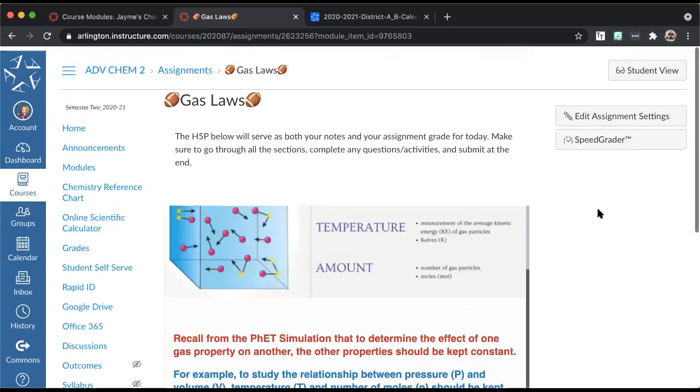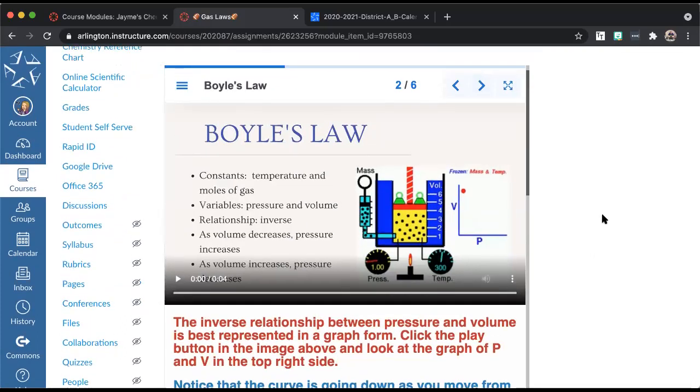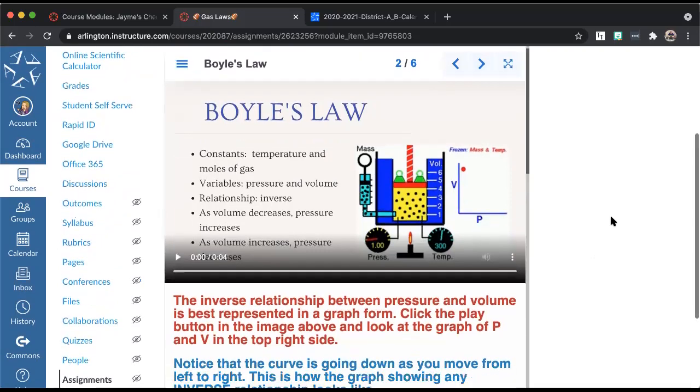But I'm going to go ahead and we're going to look at each one. So I'm going to start with Boyle's law. Okay, so what you need to know about Boyle's law is that it involves pressure and volume. So temperature and moles are constant. They do not change. So we're only looking at the relationship between pressure and volume.